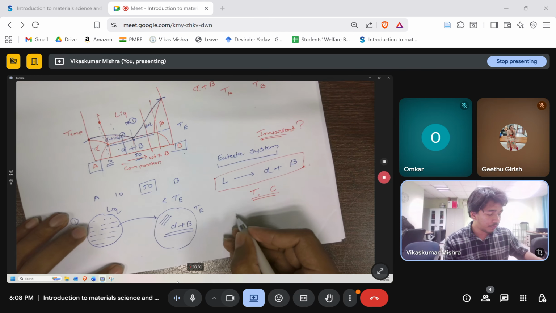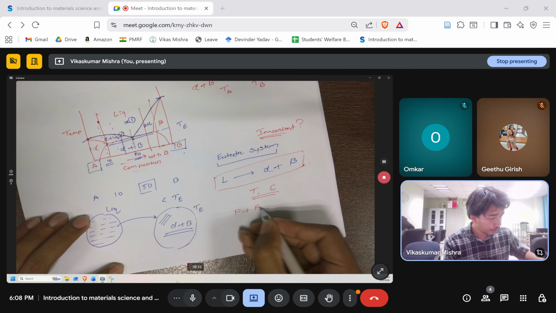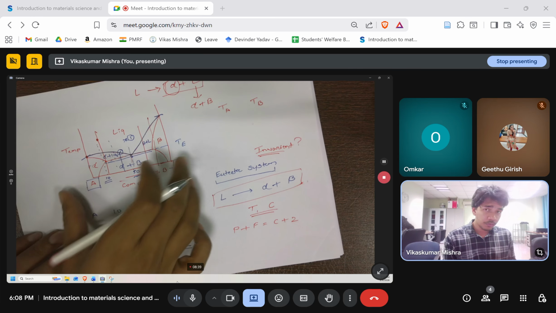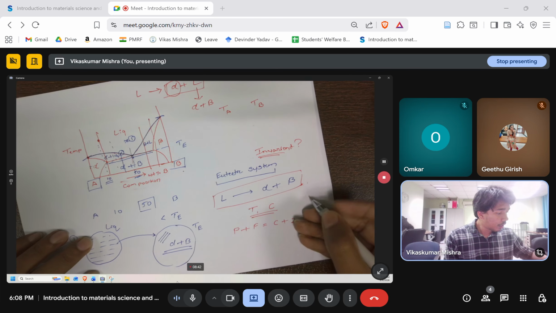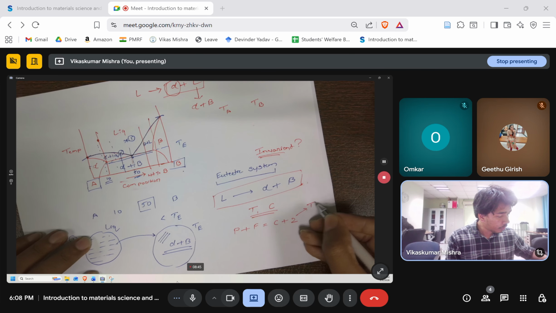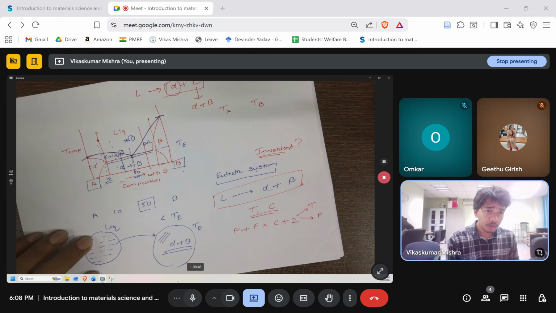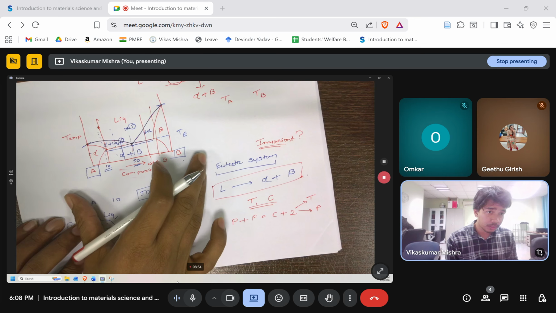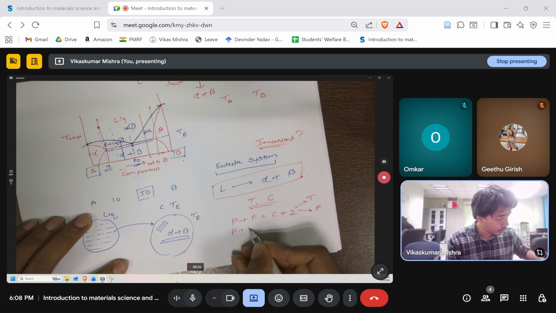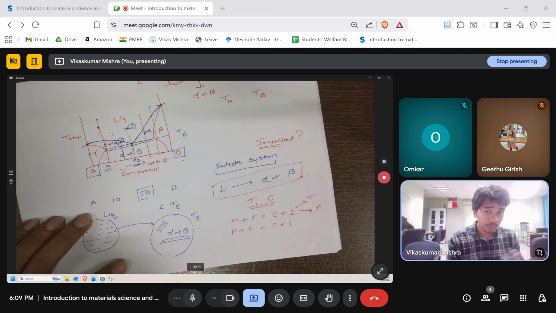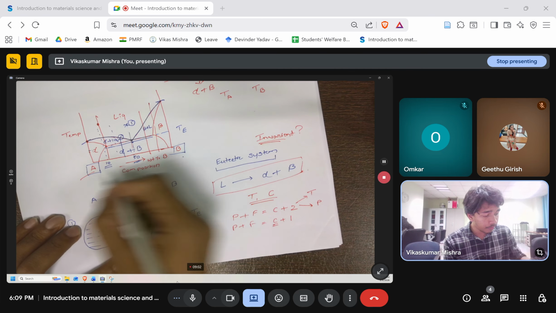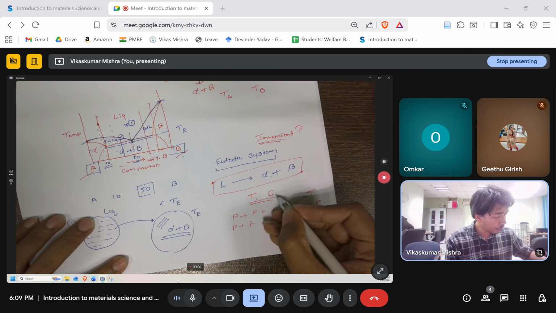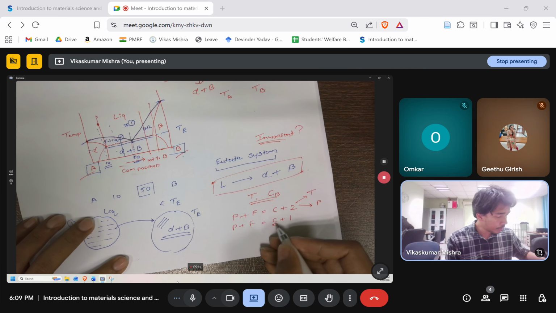Now let's apply the Gibbs phase rule which we have learned. When we are talking about the phase diagram in this present case, the 2 represents the temperature as well as the pressure. Pressure will remain constant, so for the phase diagram we do not take the pressure into consideration. So P plus F will be equal to C plus 1. We know the components are A and B. The number of components is 2.